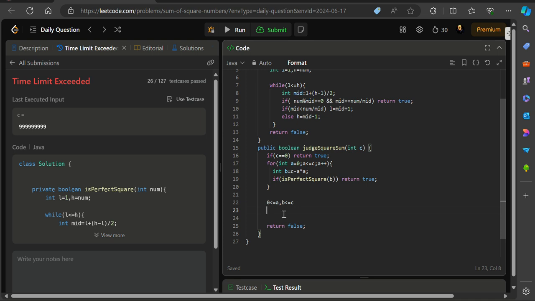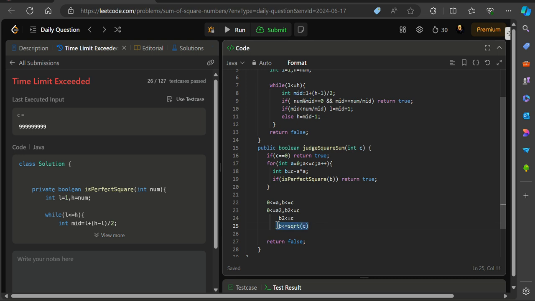So I can do one thing. Since A and B lie from 0 to C, A square and B square will always be from 0 to C, right? This is also true. So B square is less than or equal to C, which means B will always be less than or equal to the square root of C. This is the one optimization we need to do.